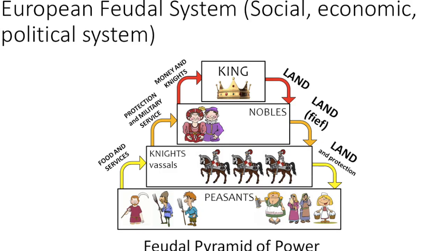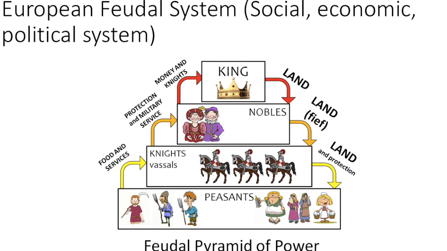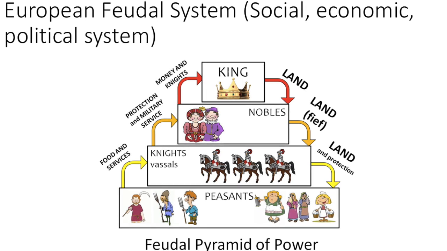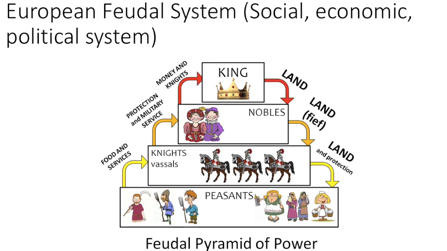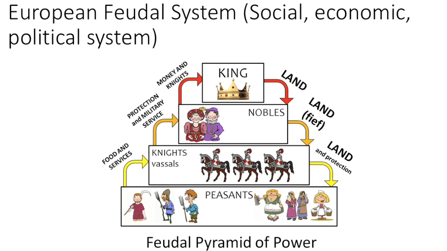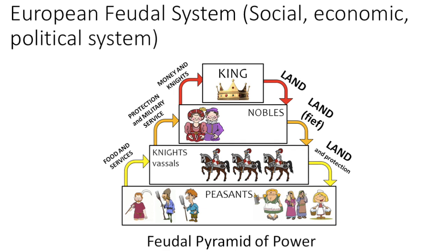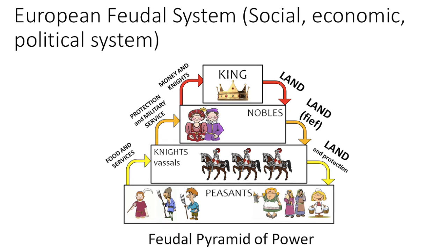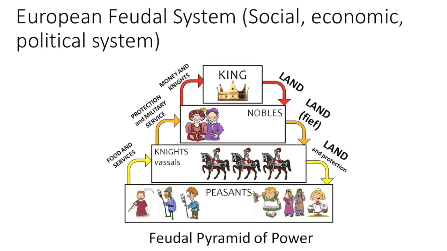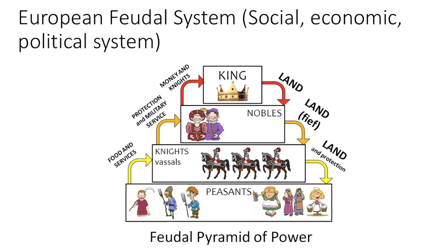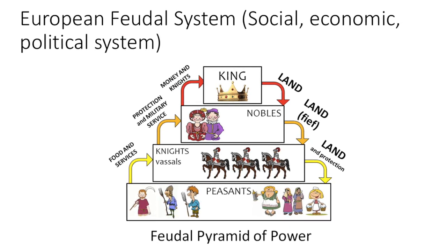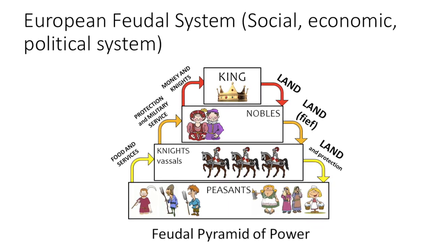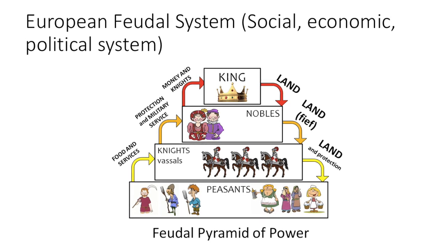The European feudal system, which is a social, economic, and political system, is all the rage when we discuss developments in Europe over the next couple of weeks. So it's basically a system where land is central to it. The king provides land to the nobles, and in return, the nobles give money and knights to the king. The nobles then provide land to knights, and knights provide protection and military service to the nobles. And then finally, the knights provide land and protection to the peasants that work the land and provide food and services to the knights. So it's a static system.